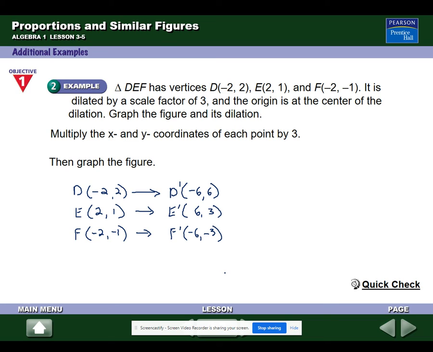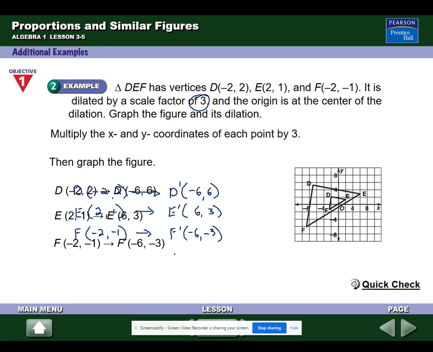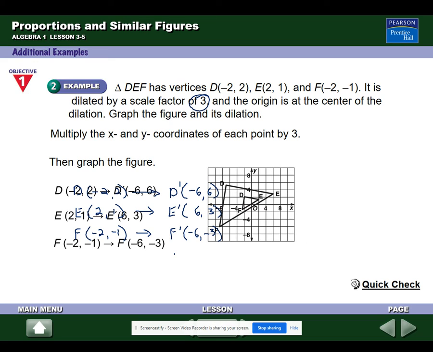Okay? And you don't need to show this work. I'm just showing you what I'm doing there. You just multiplied every number by the scale factor, and you have it. Now they're going to have a graph for you just to make this look real nice. And there it is. This is the original triangle.